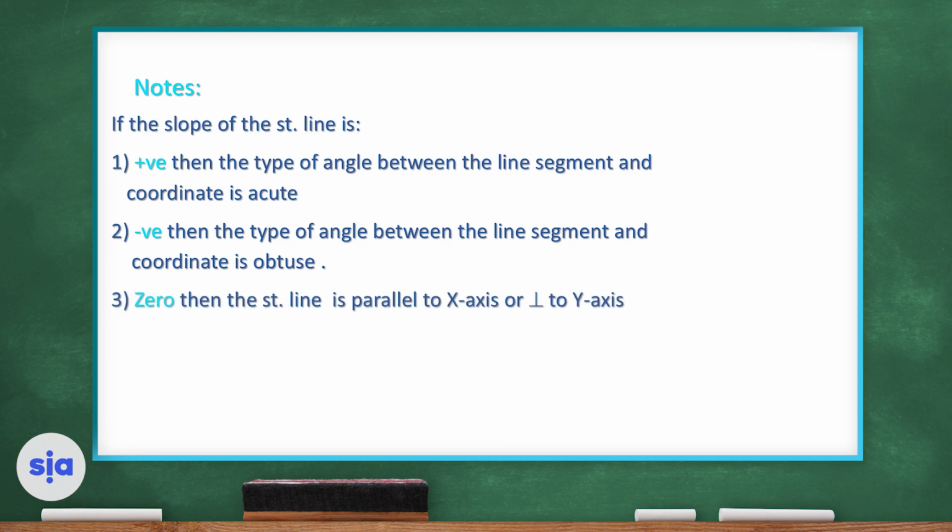If the slope of the line is 0, then the straight line is parallel to the x-axis, or we can say that it's perpendicular to the y-axis. If the slope of the straight line is undefined, this means that the line is parallel to the y-axis, or we can say that it's perpendicular to the x-axis.